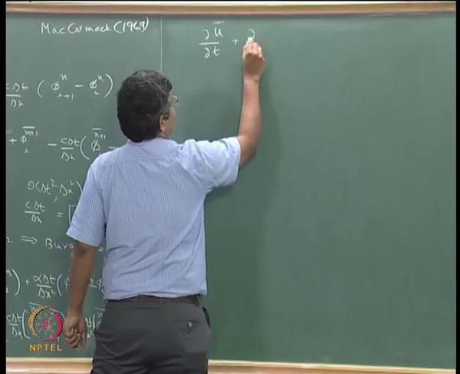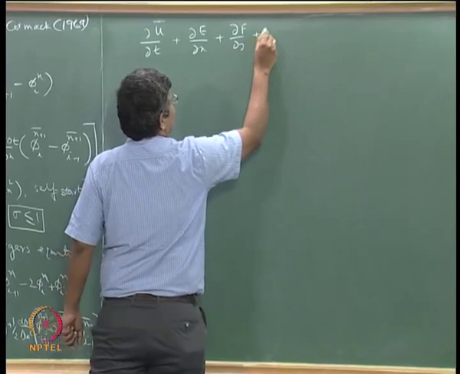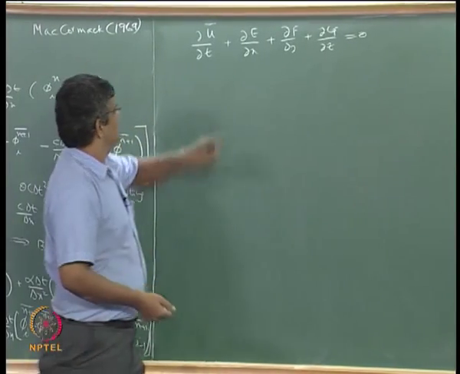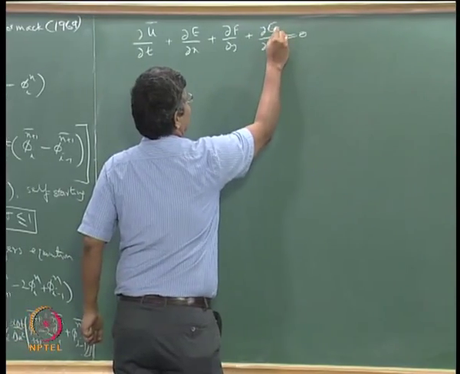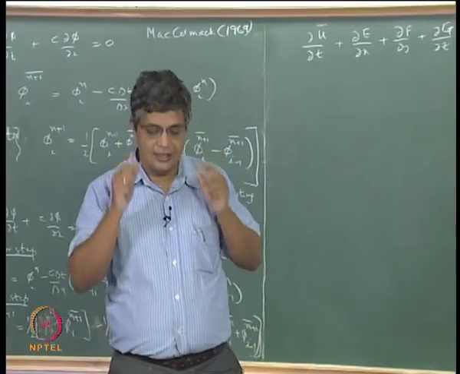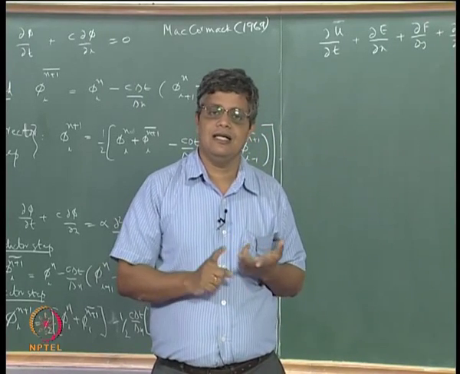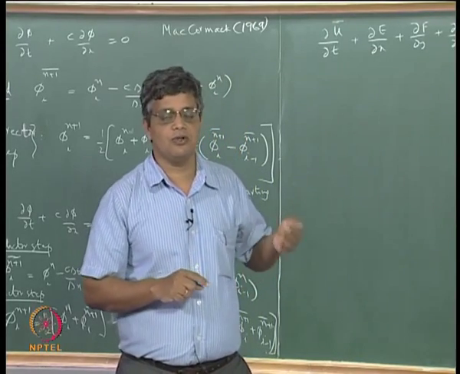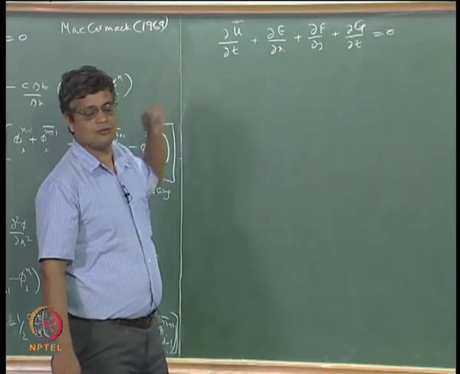dou u by dou t plus dou e by dou x plus dou f by dou y plus dou g by dou z equal to 0, where each of these u, e, f, g are column matrices containing 4 terms each, representing the terms which appear in the mass conservation equation or the continuity equation, x momentum equation, y momentum equation, and z momentum equation. So there are 4 terms coming in each of these column vectors, and they represent the 4 equations.